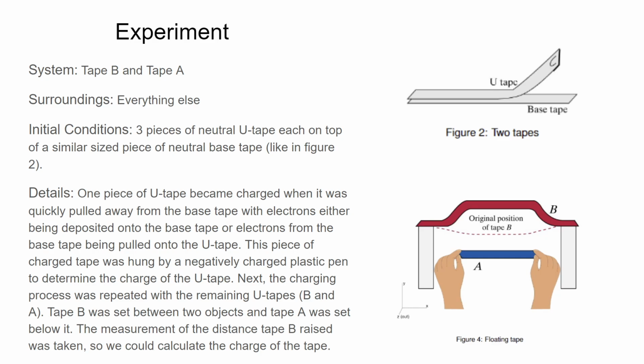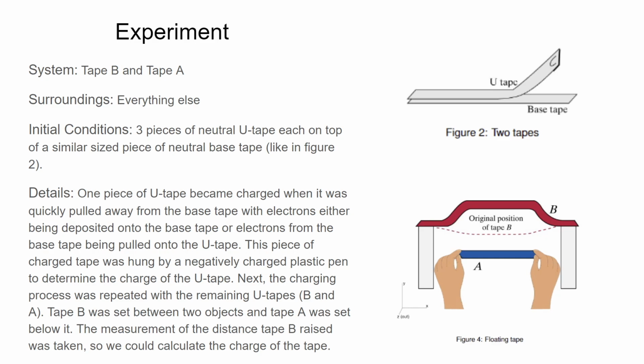Our initial conditions were 3 pieces of neutral U-tape, each on top of a similar sized piece of neutral base tape. Details: one piece of U-tape became charged when it was quickly pulled away from the base tape, with electrons either being deposited onto the base tape or electrons from the base tape being pulled onto the U-tape. This piece of charged tape was hung by a negatively charged plastic pin to determine the charge of the U-tape. Next, the charging process was repeated with the remaining U-tapes.